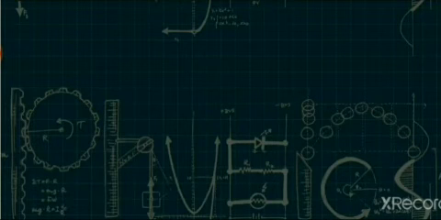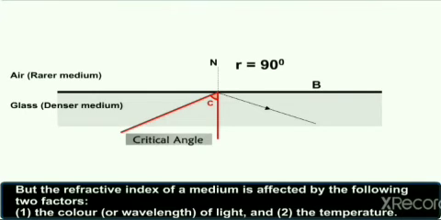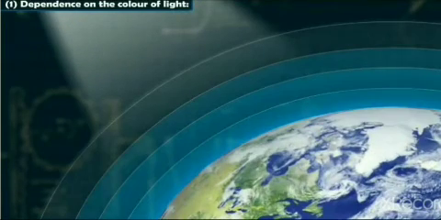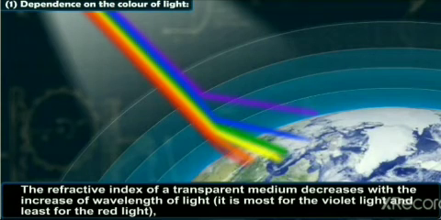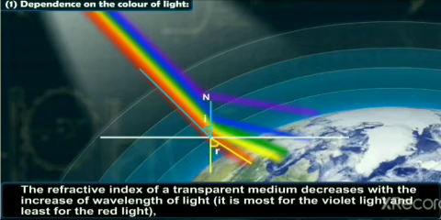Factors affecting the critical angle. The critical angle for a given pair of media depends on their refractive indices. But the refractive index of a medium is affected by the following two factors. 1. The color or wavelength of light, and 2. The temperature. 1. Dependence on the color of light. The refractive index of a transparent medium decreases with the increase of wavelength of light. It is most for the violet light and least for the red light.